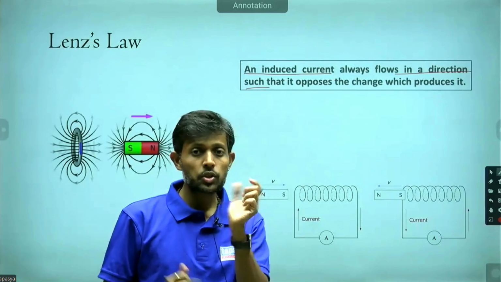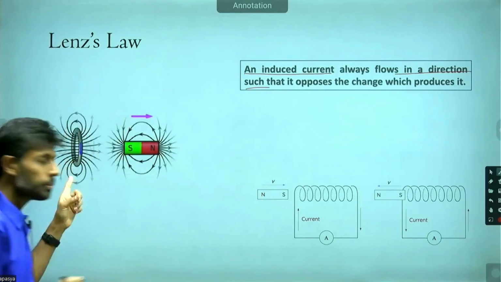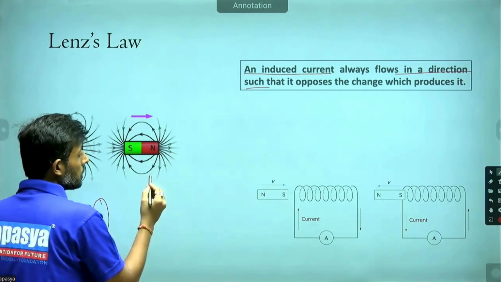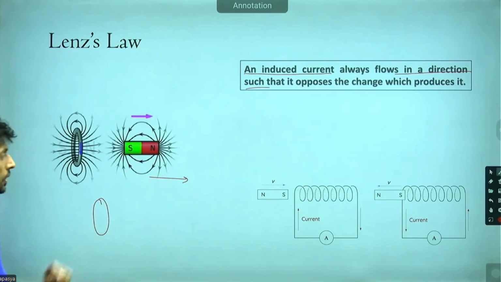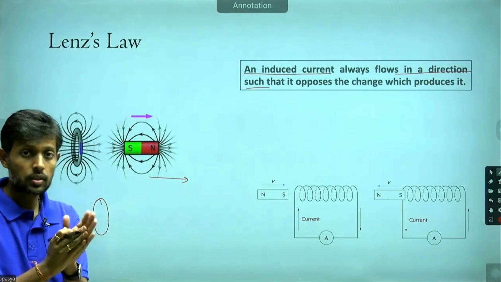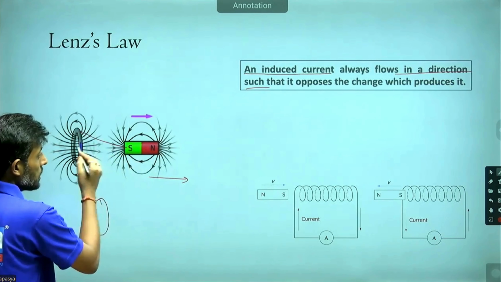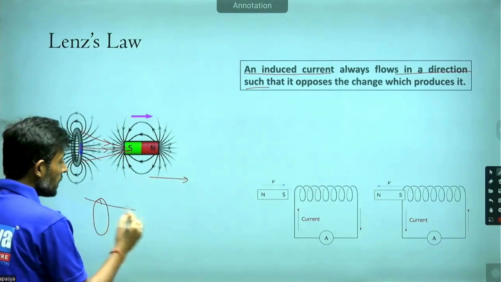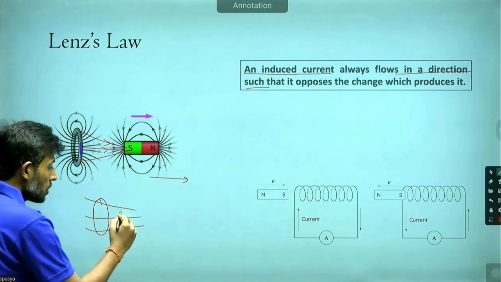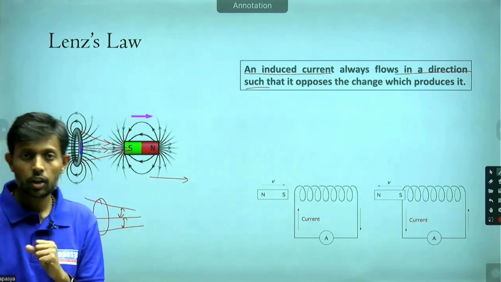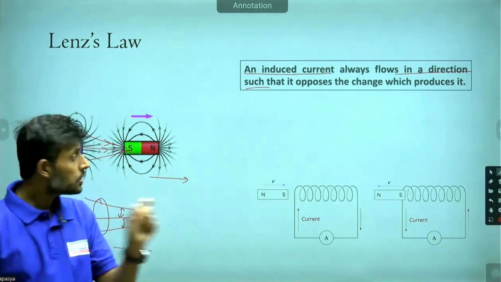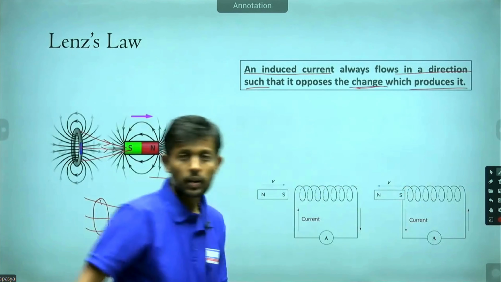Now, what is the change which is producing this induction of current in this coil? That is the movement of this magnet. If this magnet is going away from the coil, the flux through this coil is decreasing. And it's decreasing in which direction? See, this is the magnetic field of the magnet. As the magnet goes away, this becomes farther and farther, so the number of magnetic field lines in this direction reduces. This is the change which is producing the induction of current.